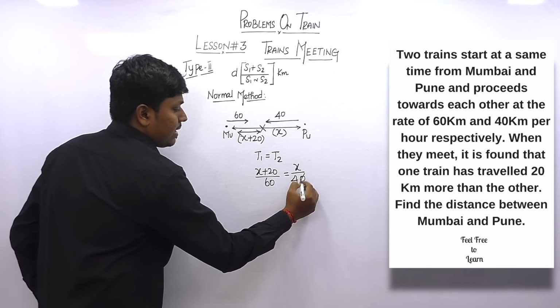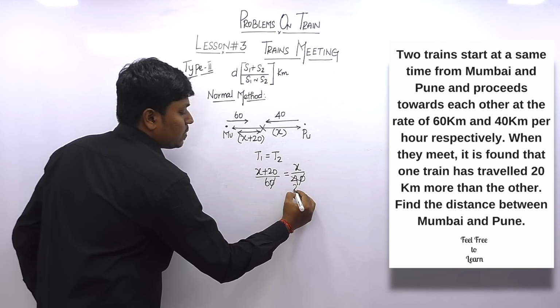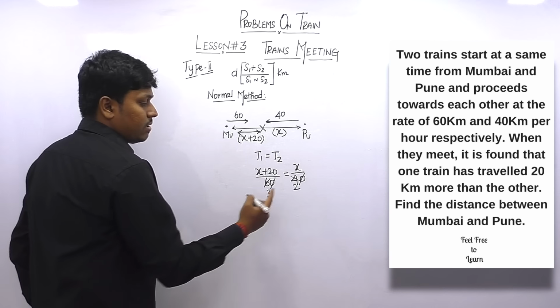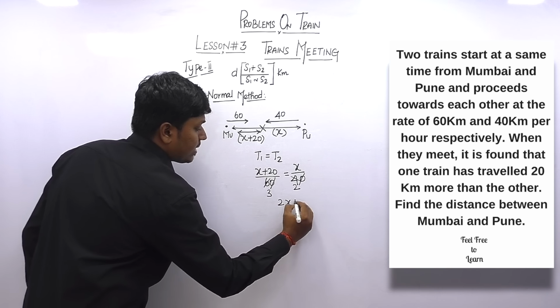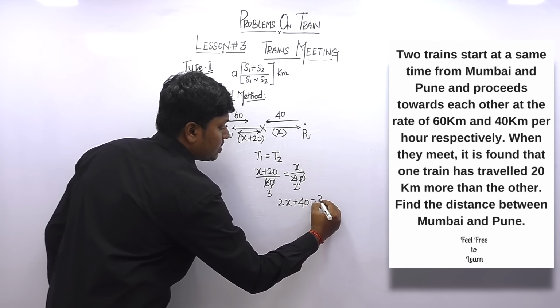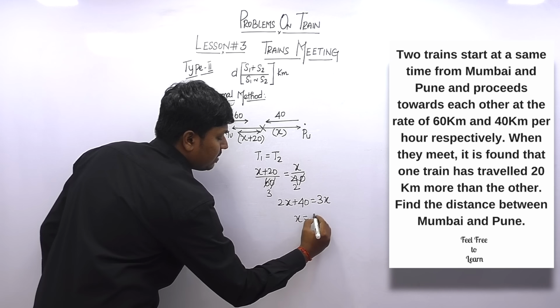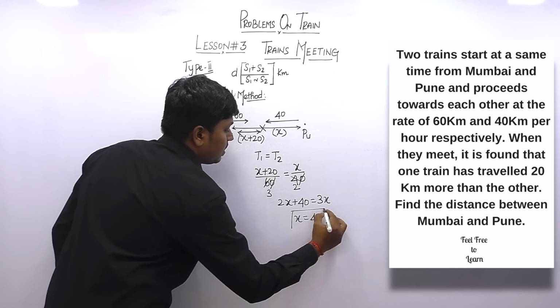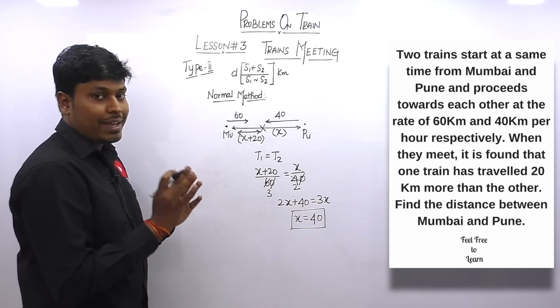I think you can directly cancel 0 and 0. Cancel this on 2 table, 2 times, 3 times. So once you cross multiply, 2x plus 40 is equal to 3x. So x is equal to 40. Finally, we got a value of x equal to 40.